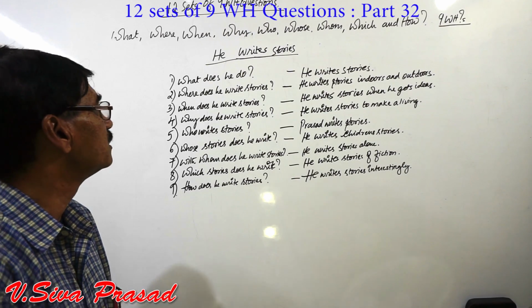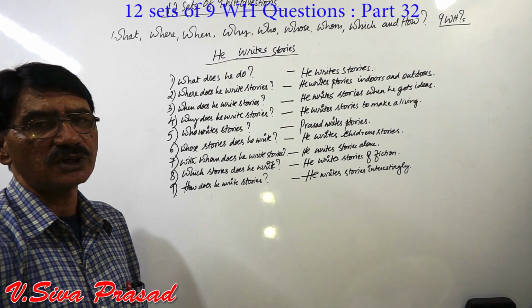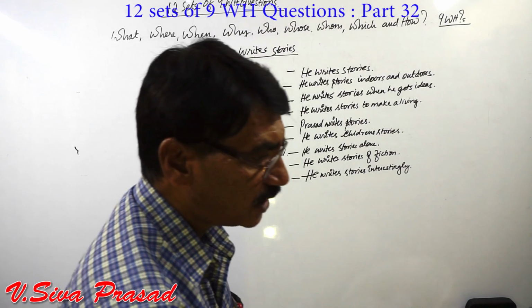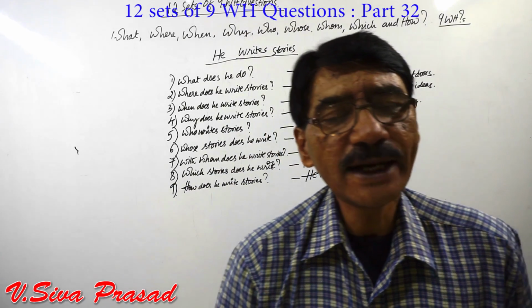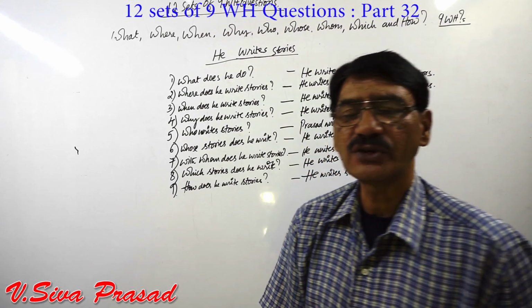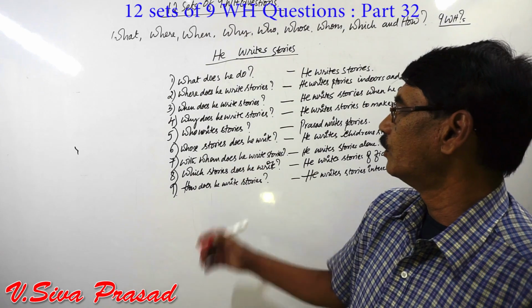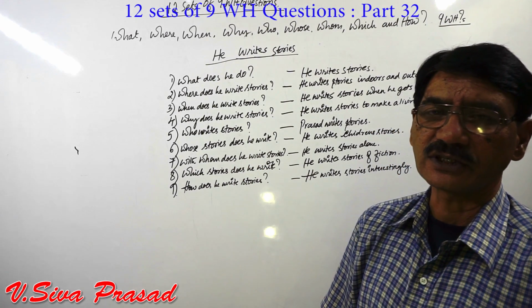That takes us to the 8th one. What had he done? He had written stories. Where had he written stories? He had written stories indoors and outdoors. When had he written stories? He had written stories when he had got ideas. Why had he written stories? He had written stories to make a living.